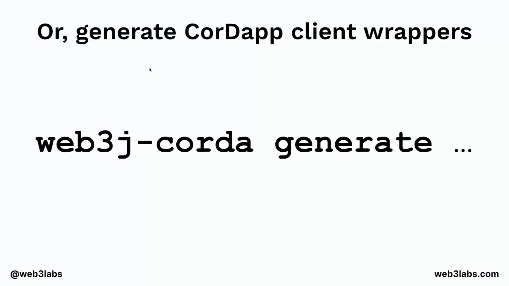We also have network DSL, which starts up a network in a Dockerized container, which is all enabled in the Web3j Corda. Let's say we already have a CorDapp, and we are just interested in writing clients for it. We have the Web3j Corda generate, which can help us write the client wrappers for existing CorDapps. What this does is it reads through all your CorDapps, it reads every flow and contract in the existing CorDapp, and generates the necessary client wrappers such that we can start communicating with it easily.